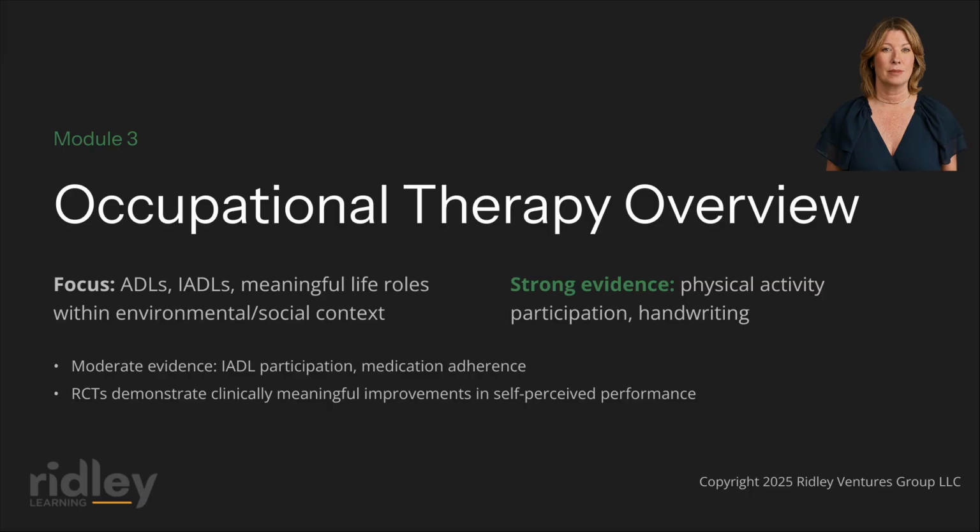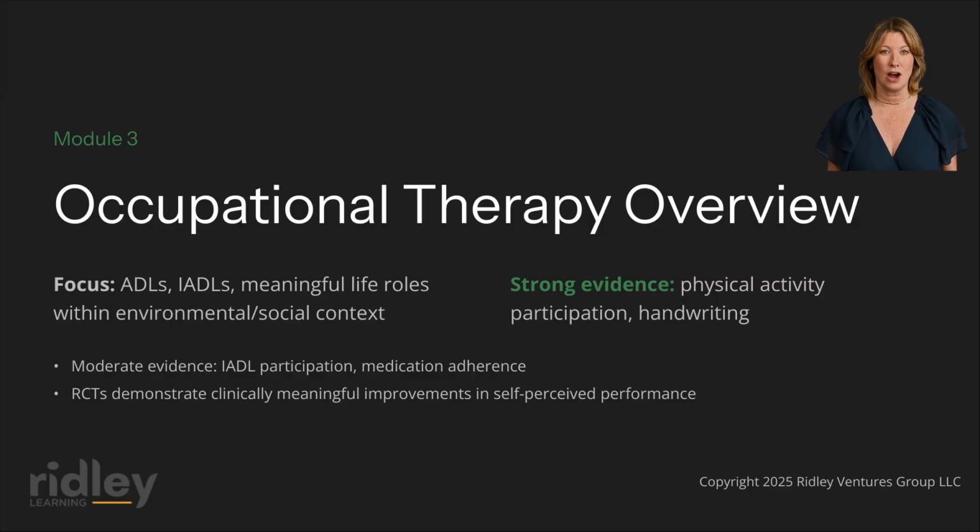While physical therapy primarily targets motor capacity and mobility, occupational therapy addresses the application of motor and cognitive abilities to functional tasks within the patient's environmental and social context. This focus on real-world function and participation makes occupational therapy an essential component of comprehensive Parkinson's disease management, addressing the ultimate goal of rehabilitation, enabling patients to live meaningful, satisfying lives despite disease-related impairments.